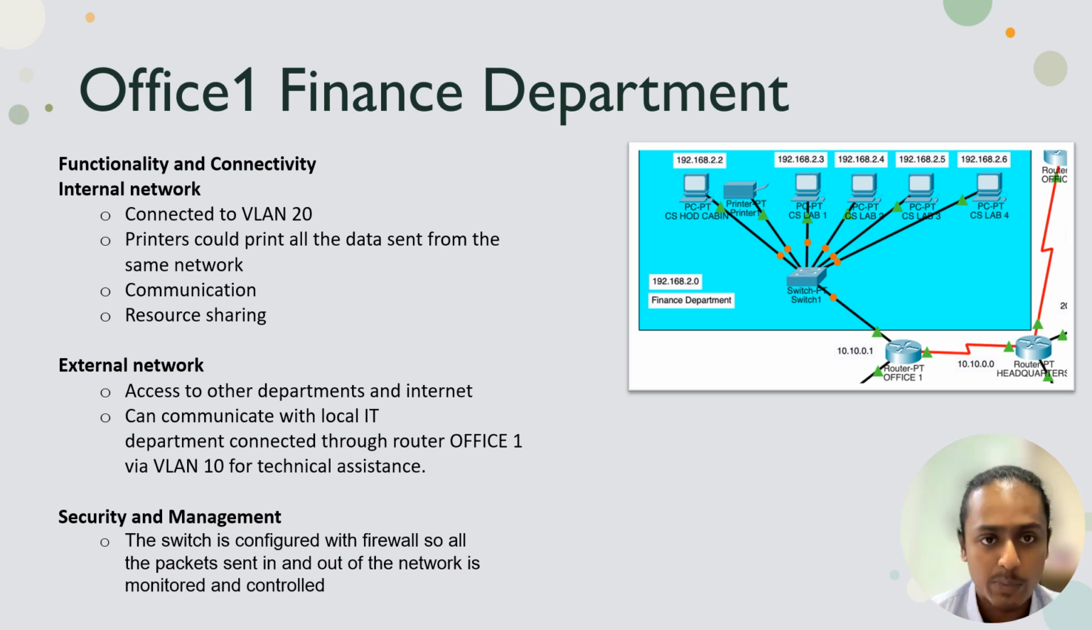When it comes to the external network, we have seamless access to other departments and the internet, crucial for exchanging information and accessing external resources. Technical support is readily available via VLAN 10 through router Office 1, connecting us to our local IT department for prompt assistance when needed. When it comes to communication and resource sharing, effective communication is enabled across departments, enhancing collaboration on projects and initiatives. Resource sharing ensures that all team members have access to necessary tools and documents, fostering productivity and efficiency.